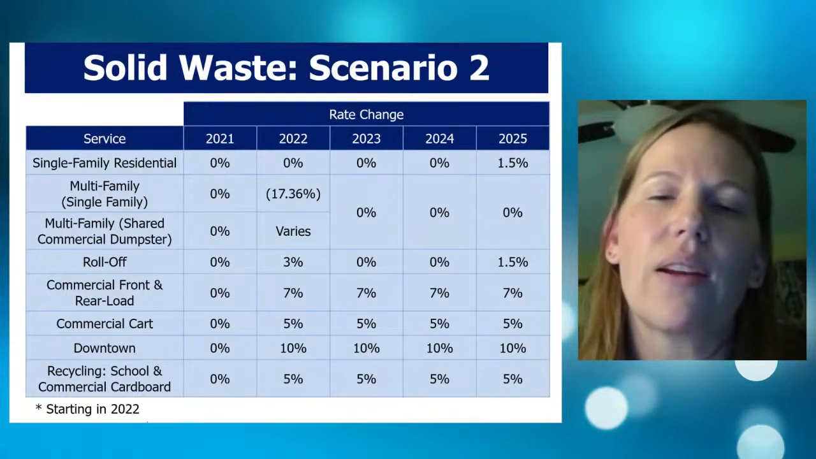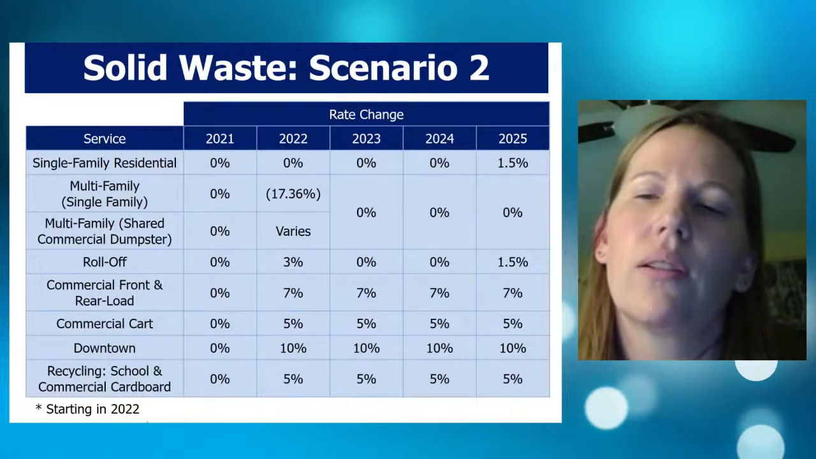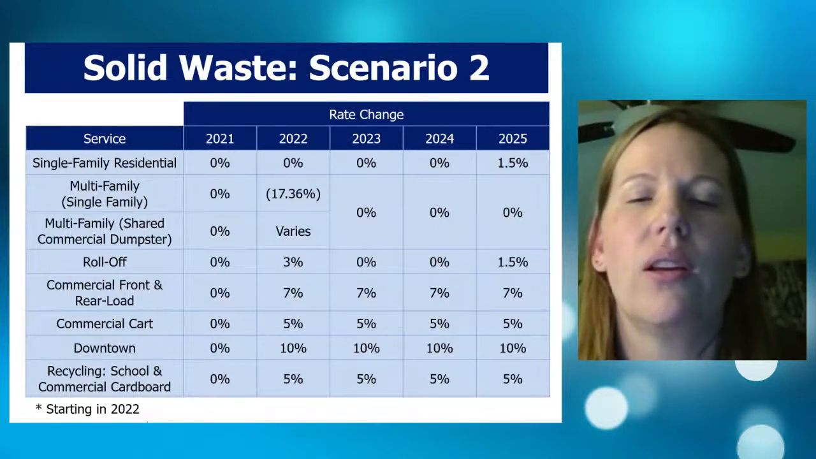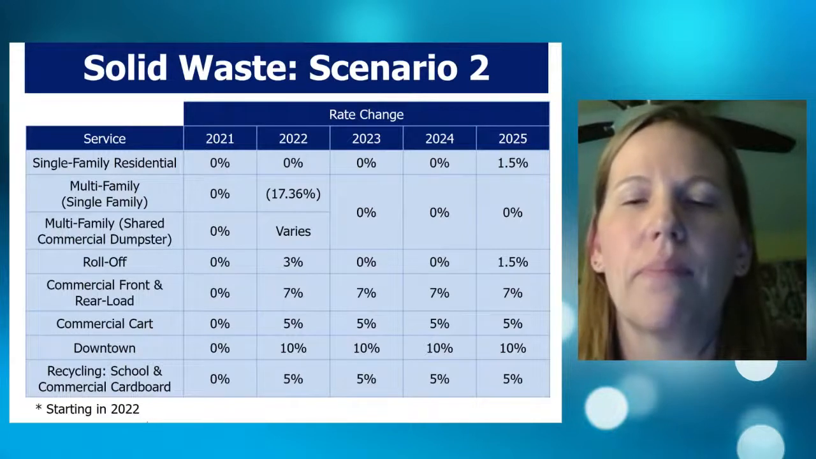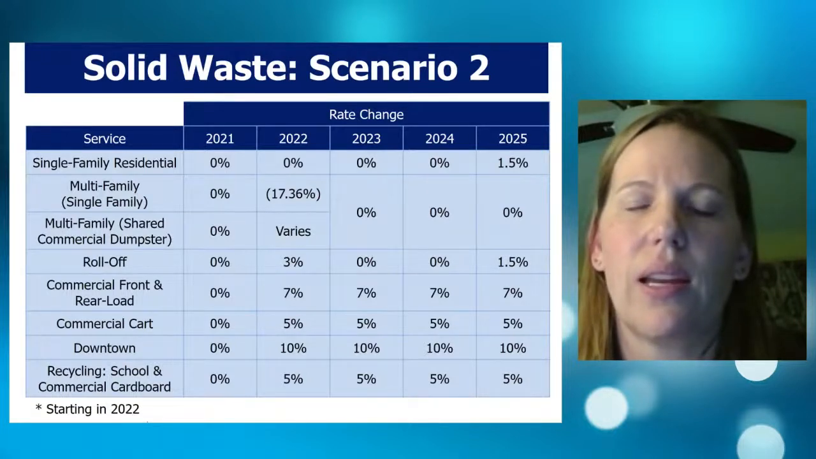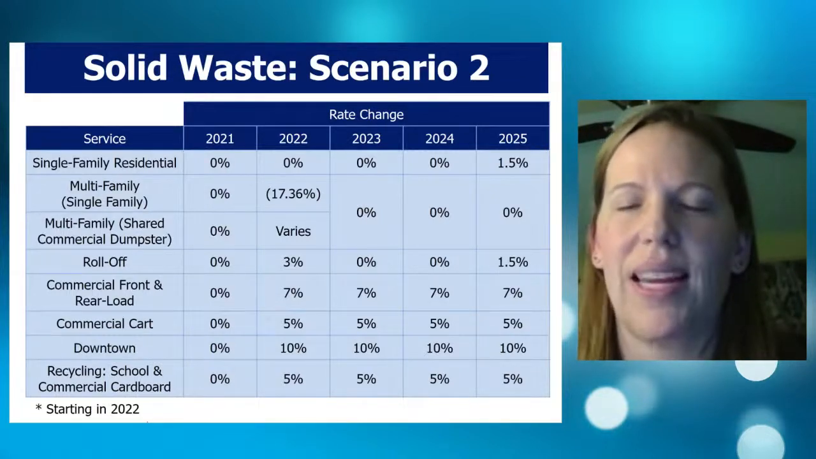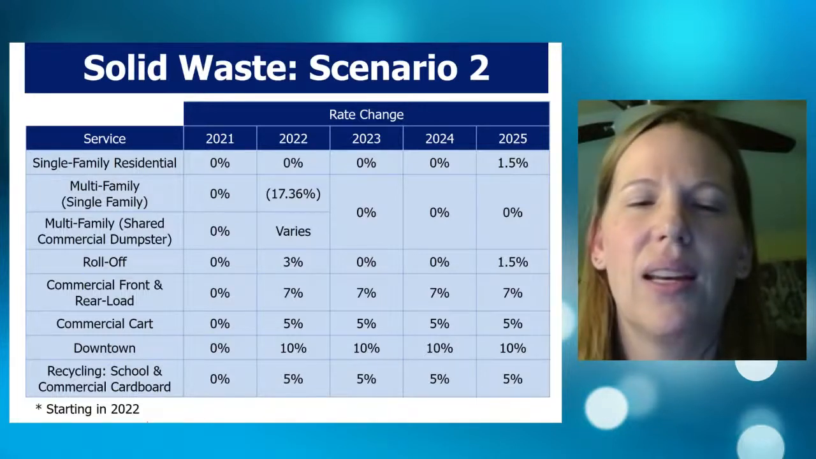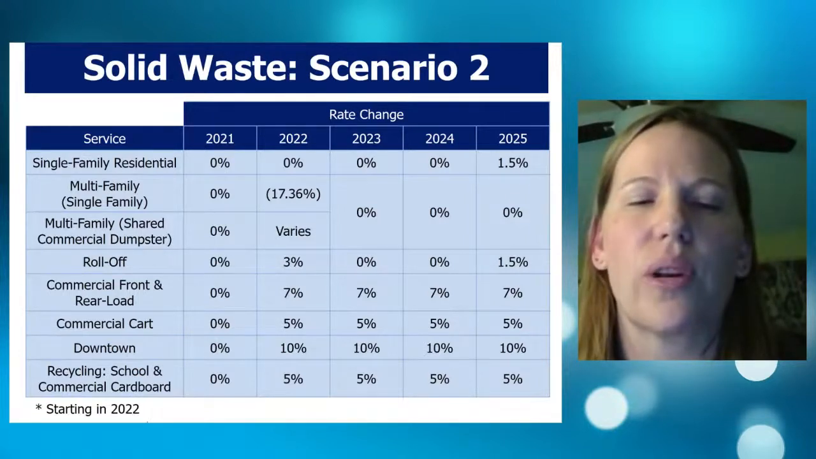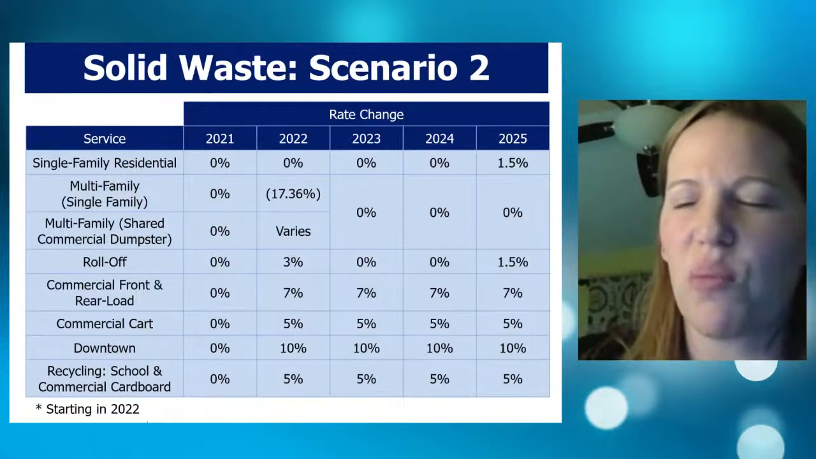Roll-offs, you need a 3% increase in 2022, zero in 23 and 24, and then a small increase of 1.5% in 2025. Commercial front and rear load, you would need a 7% increase starting in 2022 annually for the next 4 years. Commercial carts, you would need a 5% increase annually for 4 years starting in 2022. Downtown, you need a 10% increase annually for 4 years starting in 2022. And school and commercial cardboard recycling would be a 5% increase starting in 2022 for the next 4 years. And my little asterisk there didn't make it, so with the commercial cardboard.